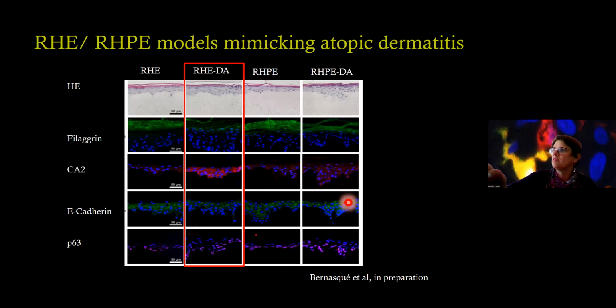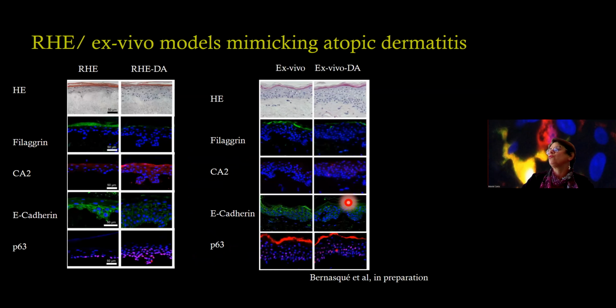molecules without keratinocyte, without melanocyte, and it is the same when we want to compare this model to the ex vivo model using the same cocktail of cytokines. You can see that there is not this increase in CA2 in this model, and you have still some expression of filaggrin. So the model of reconstructed human epidermis with keratinocytes alone is better to test this kind of molecules.